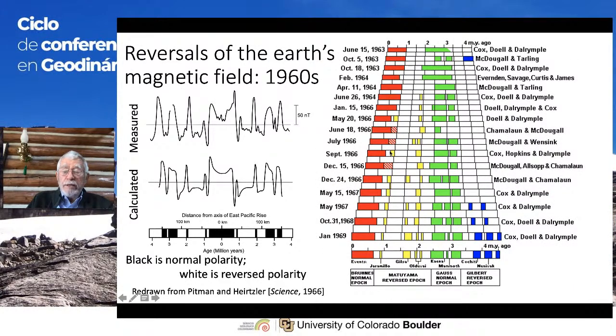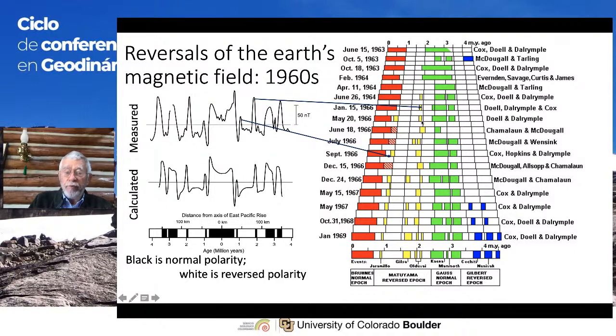This was done in December 1966. So they knew of this event. They knew a bit of what was going on, but there's much they didn't know. They could correlate this with what's called the Jaramillo event. I'll come back to this later. They could correlate this one with what's known as the Gilsa or the Olduvai event in here.